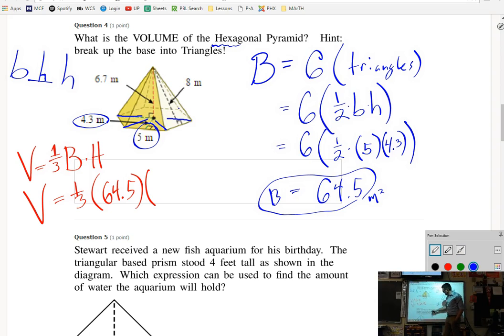And if I erase a tiny bit, I can see that right here, I have another perpendicular mark showing me that this drop down dotted line of 6.7, that's the height of my pyramid. So be careful, your height of your pyramid must be vertical. And then if we compute that out, anybody get that calculated yet?